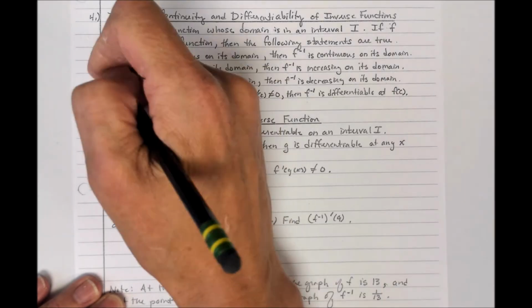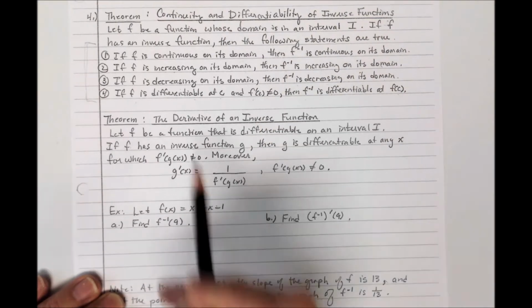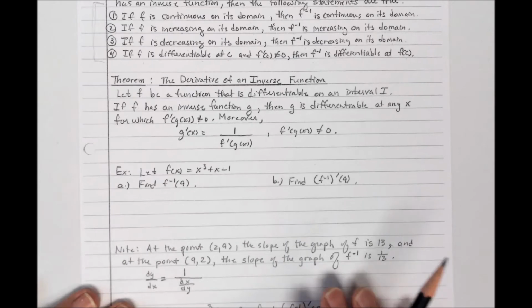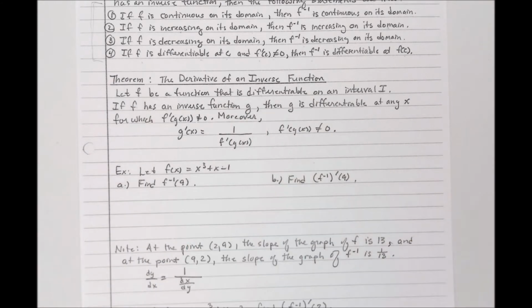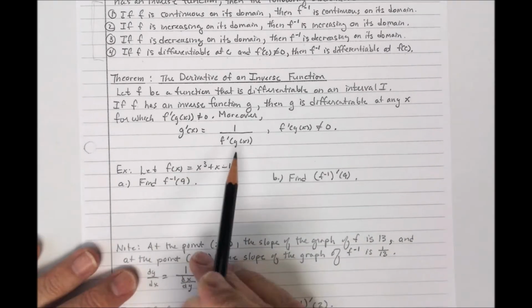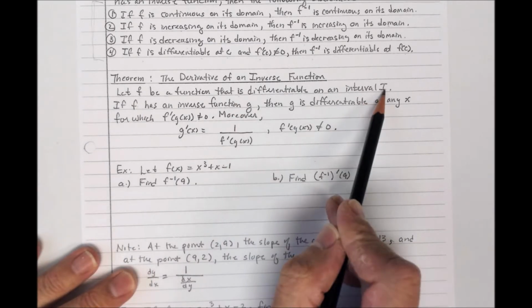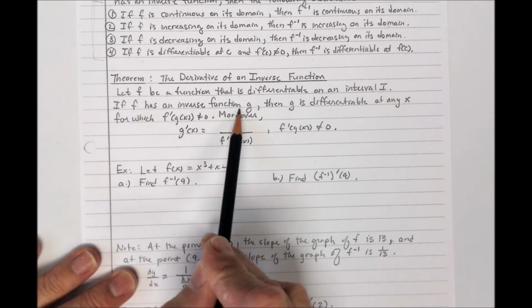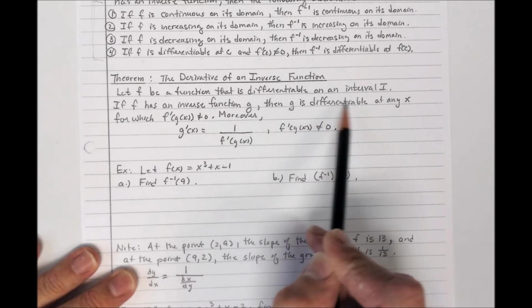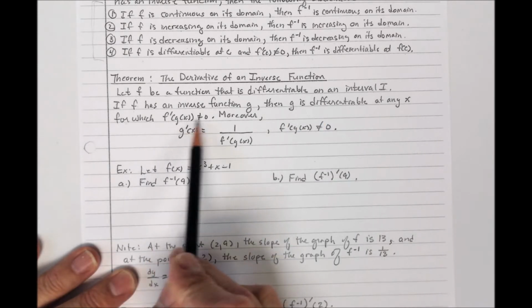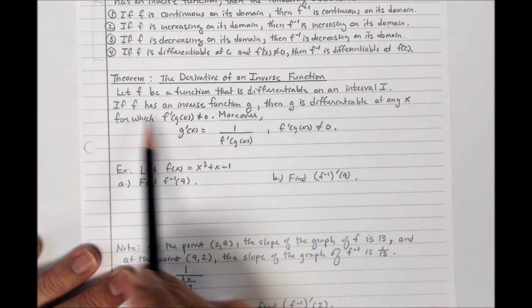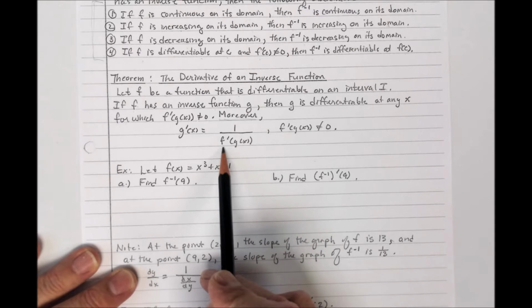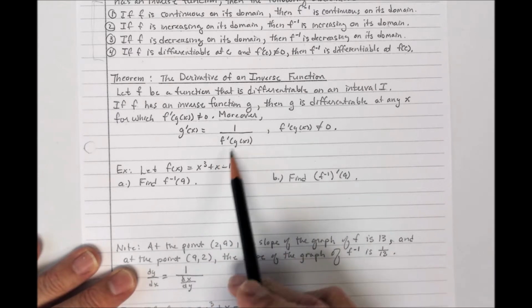Now, these are all good things to know, but the one that shows up on the AP test is this theorem, the derivative of an inverse function. It doesn't show up every single time, but it shows up enough to keep track of it. And the derivative of an inverse function says, you're finding information about the derivative of a function, not knowing its inverse, just knowing that it does have an inverse. That's kind of neat. It says let f be a function that's differentiable on the interval I, and if f has an inverse function g, then g is differentiable at any x for which f prime of g of x doesn't equal 0. Moreover, g prime of x, now we don't even know the inverse function, we just called it g, is equal to 1 over f prime of g of x, as long as f prime of g of x doesn't equal 0.